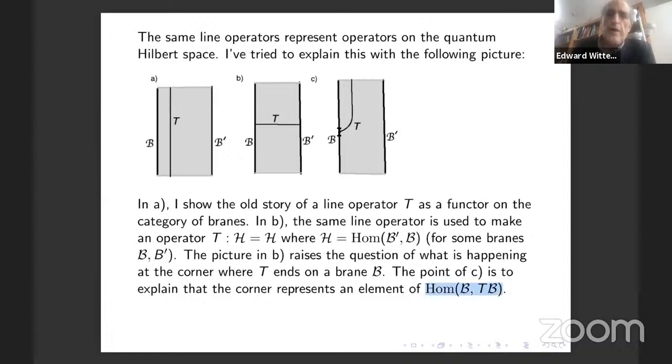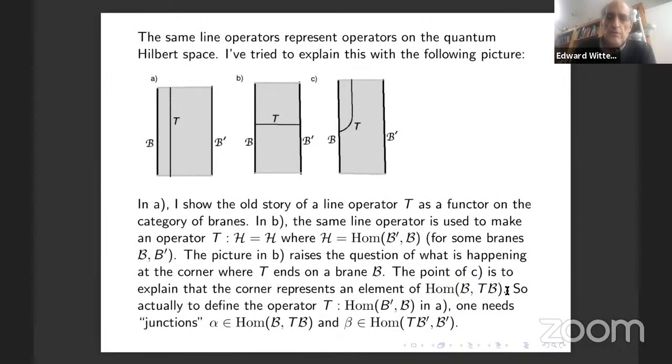Because down here, we have the object B in the category of boundary conditions. But above it, you can imagine moving T all the way to the left, and we'd have a new object TB in the category of boundary conditions. So the corner is an element of Hom from B to TB. And a similar argument shows that the corner on the right-hand side is an object beta in Hom from TB prime to B prime.